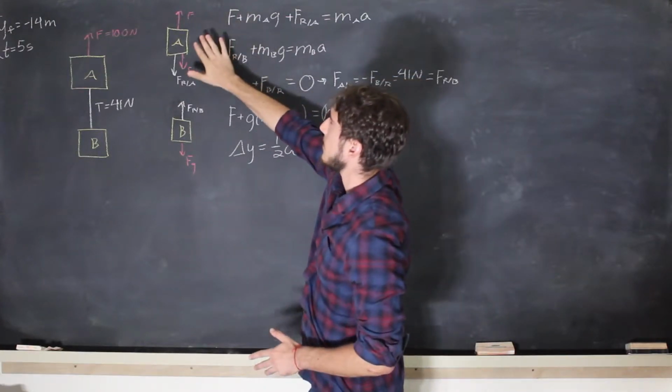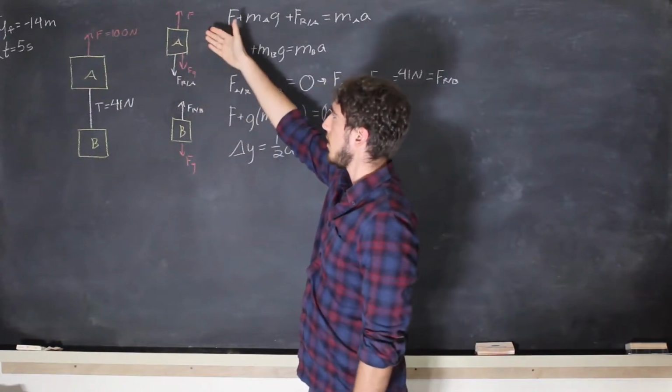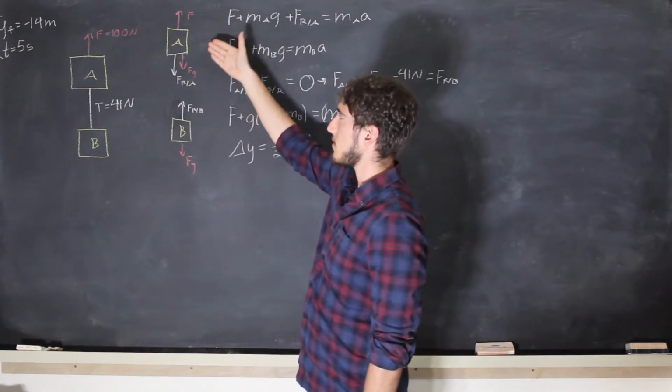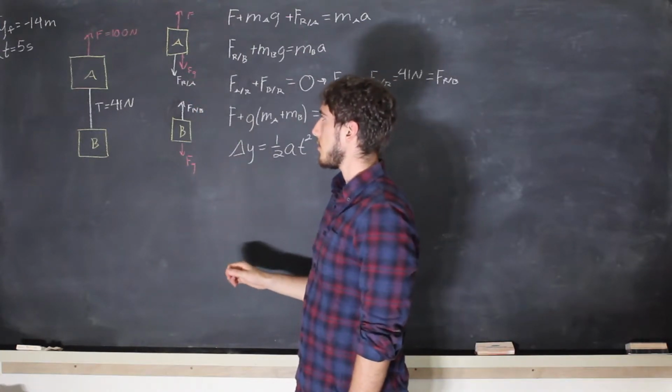I have here the mass A. There's a force being exerted on mass A of 100 newtons. The force of gravity is being exerted on mass A, and the force that the rope exerts on mass A is here.